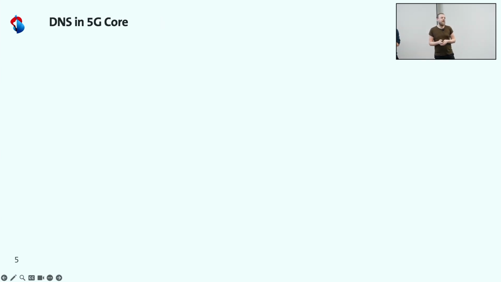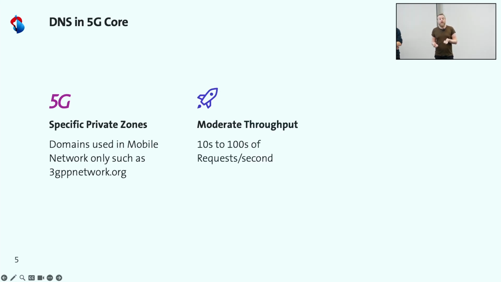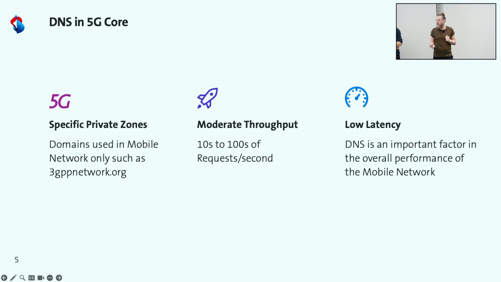So DNS in 5G core, that's what we're building here. What does it mean? First of all, it means private zones. We're talking about very specific private zones that are only consumed from within the 5G core itself. That also means there's only moderate throughput, so it's not millions of requests a second, which you have with a public-facing, internet-facing DNS service. It's only tens to hundreds. And a very hard requirement is the lowest latency you can get, which is very important for the mobile network because it's affecting the mobile network performance heavily.